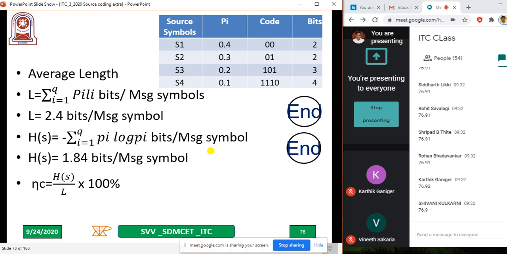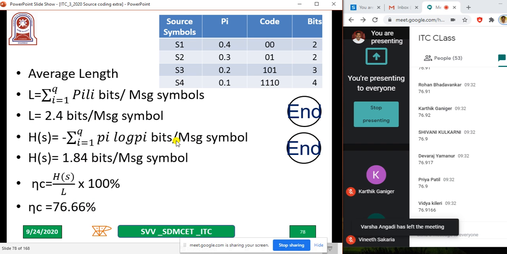L is 2.4, H of S equal to 1.84. Efficiency I got 76.66. I think mine may be wrong. Or the number of bits you have taken here also matters. After the decimal point, how many digits you have taken, that matters. So 76 is correct. 0.6, 0.7, 0.8, 0.9 maybe. I have taken hardly one digit. If you have taken 3-4 digits, this will also change. Hope all of you understood.